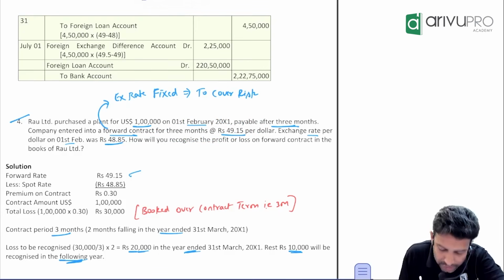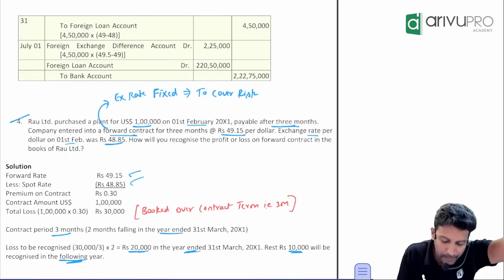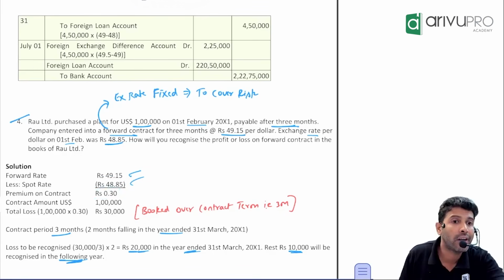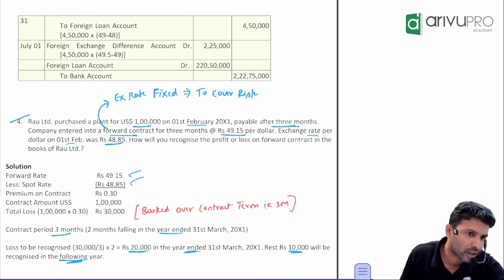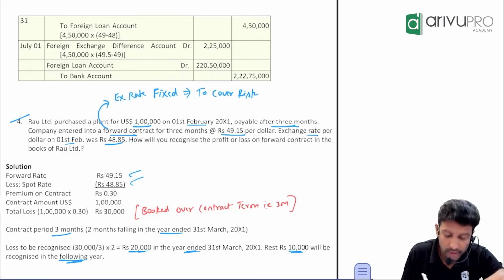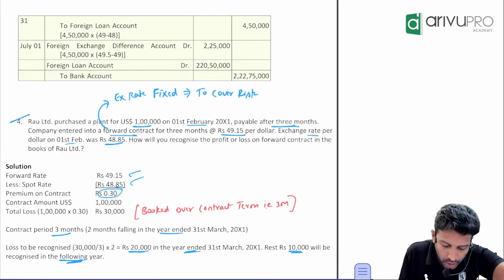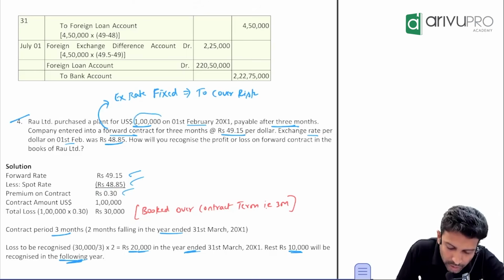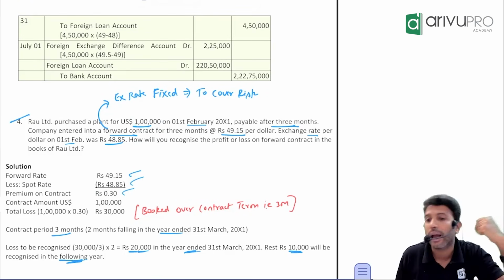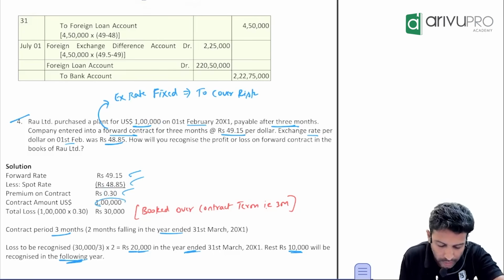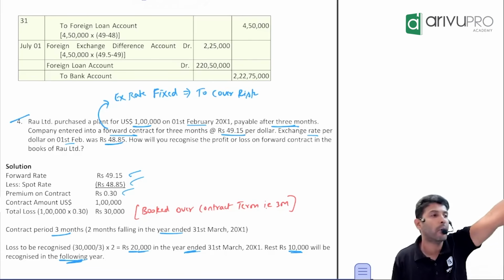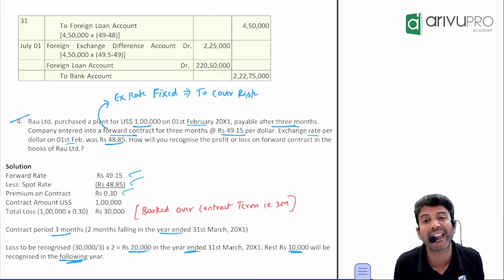The forward rate is 49.15. The spot rate in the market is 48.85. So how much extra is the bank charging? 0.3, or 30 paisa. And this 30 paisa is a loss for me for $1. I have entered into a contract for $1 lakh. For $1 lakh, how much is the loss? 30,000 rupees. That is the premium I have to pay to the banker for taking this risk.